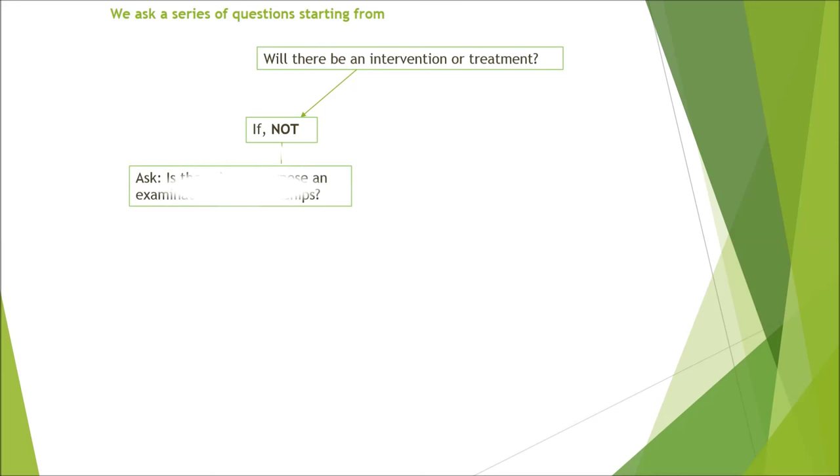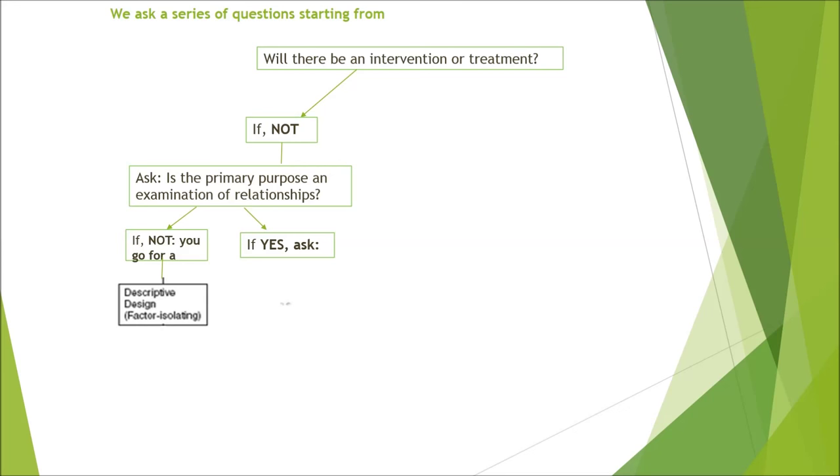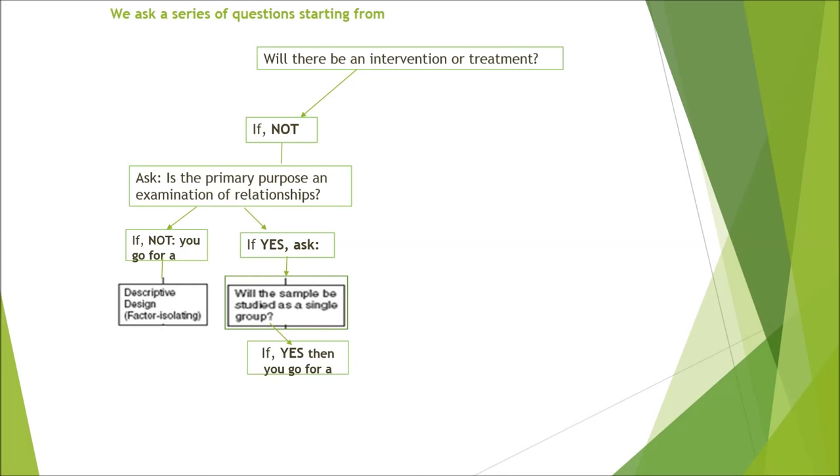We ask a series of questions, starting from, will there be an intervention or treatment? If not, ask, is the primary purpose an examination of relationships? If not, you go for a descriptive design. If yes, ask, will the sample be studied as a single group? If yes, then you go for a correlational design. If not, that will be a descriptive design.